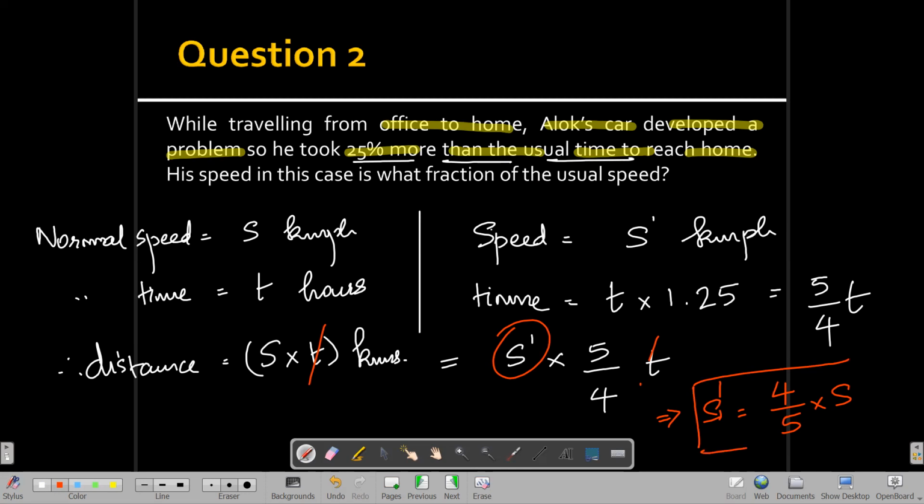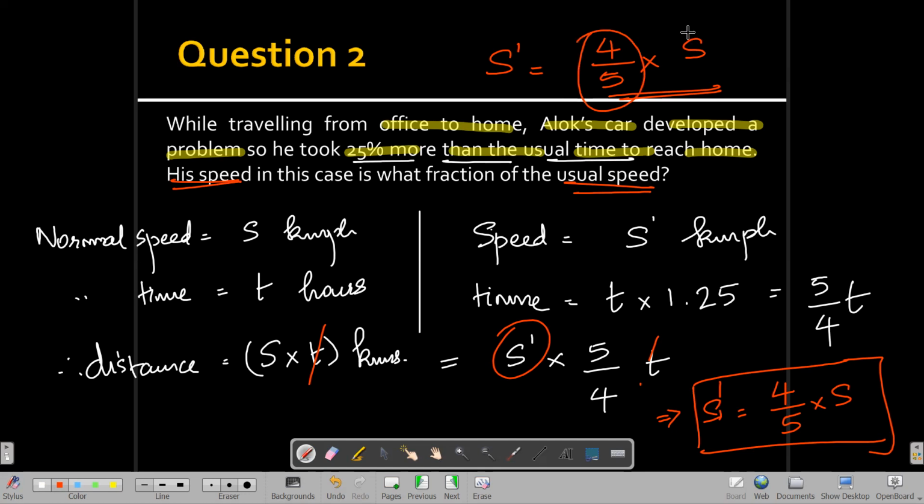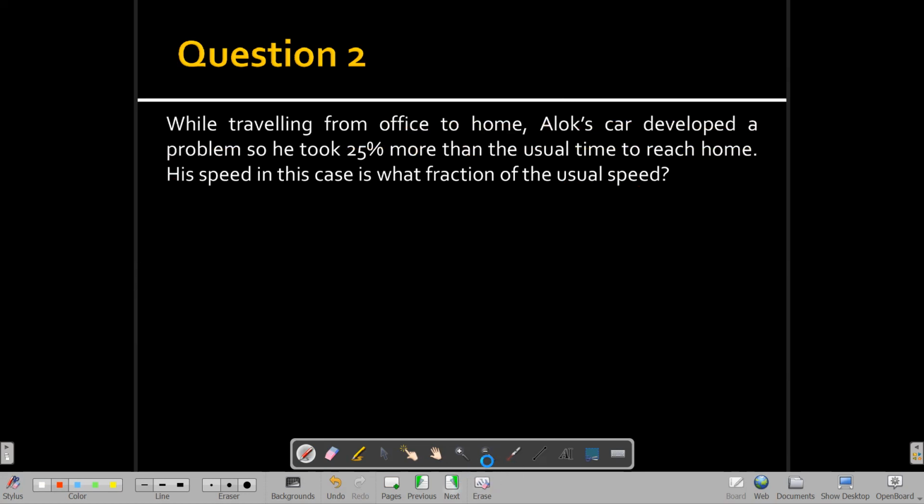In the question, if you observe carefully, it is asked what fraction of the usual speed is the speed in this case. So the speed in this case is 4 by 5 times the usual speed. So for this question, 4 by 5 will be the final answer. Now let us consider the next question.